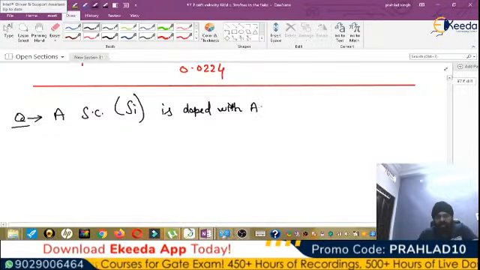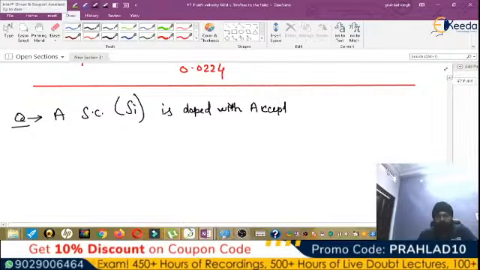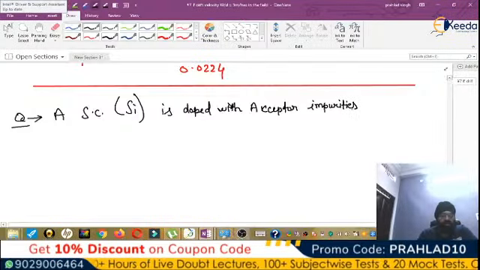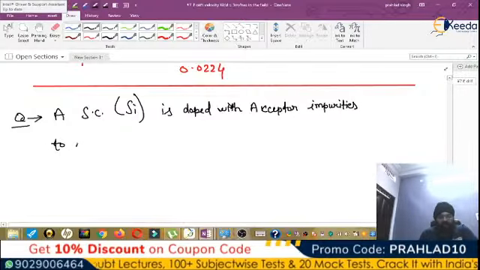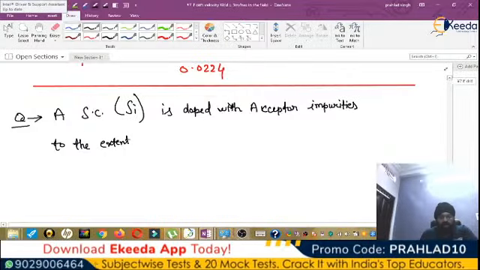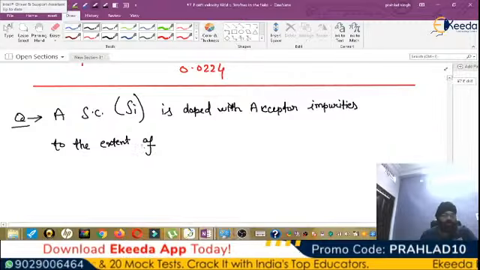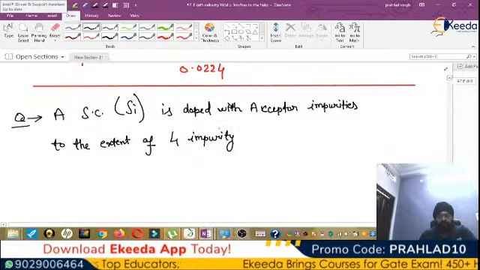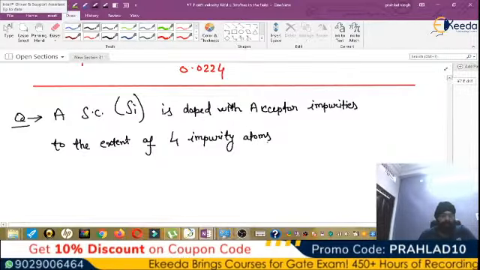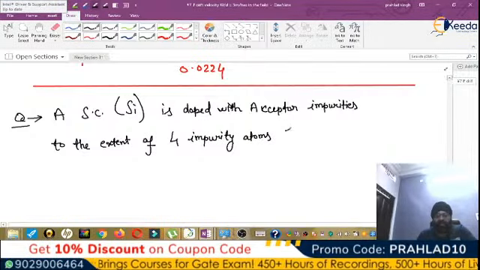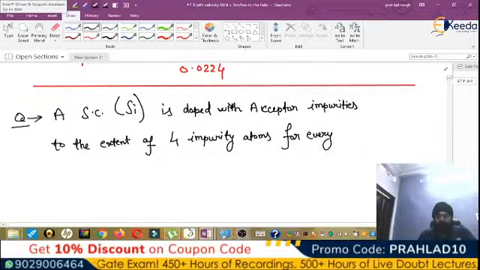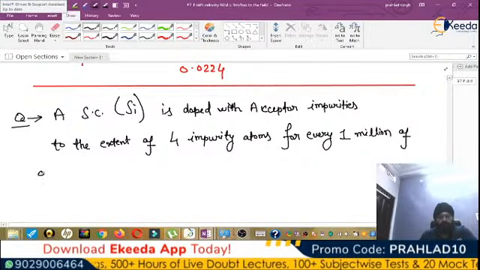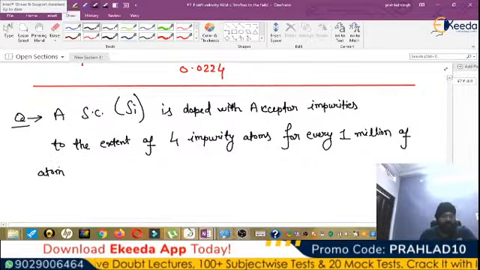A semiconductor is doped with acceptor impurities to the extent of 4 impurity atoms for every 1 million atoms. Then find the conductivity.